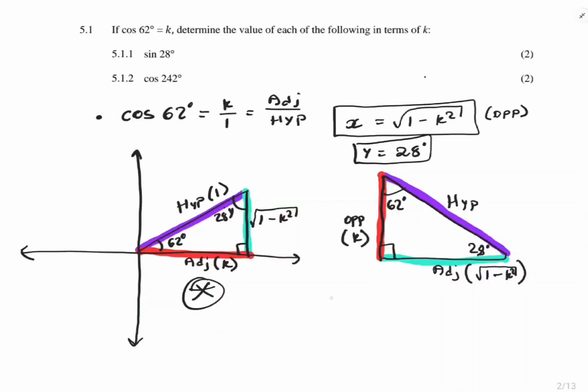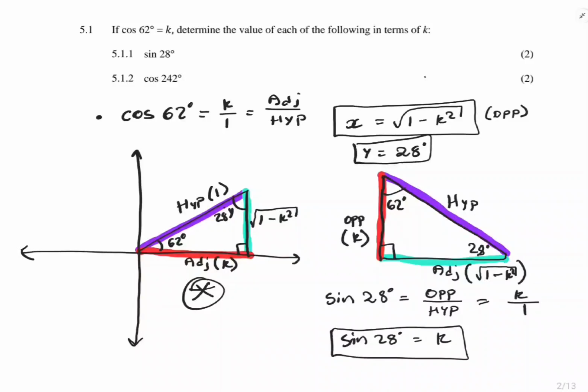So now let's solve for this question. We know sine is opposite over hypotenuse. Our opposite now is k, and our hypotenuse is 1. So that means sine 28 degrees equals k. That is your first answer. Then I'll record a second video for the second answer.